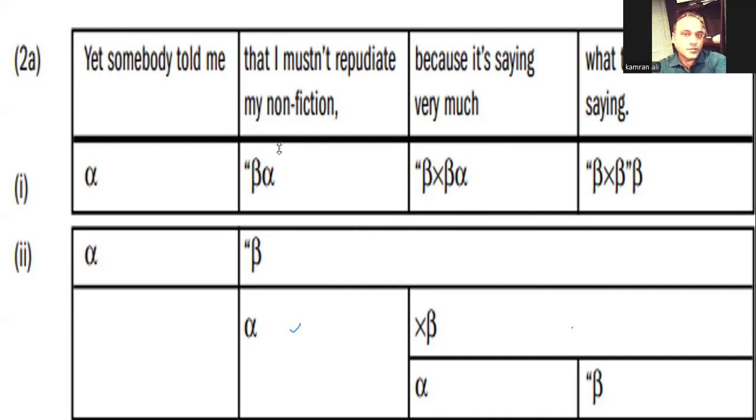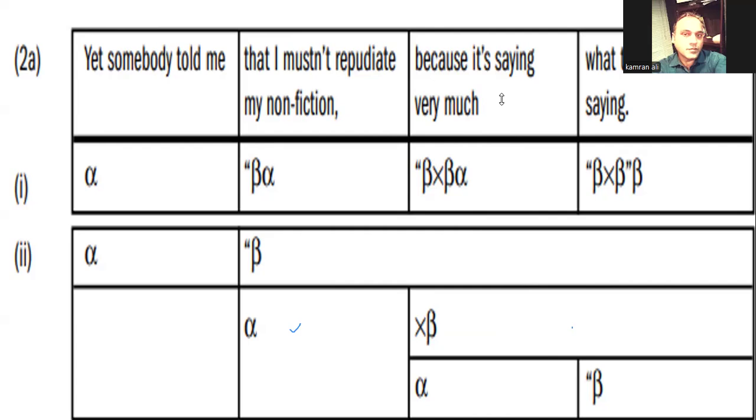So we open that, and then within this beta, we have alpha, right? And this alpha is I must not repudiate my non-fiction, because the very next clause is depending on that one, right? Okay. Then we have beta. Then again, it's saying very much. Again, once we have beta, right, it's saying very much. Again, it's a dominant clause within this subclause, because what the fiction is saying is depending on that.